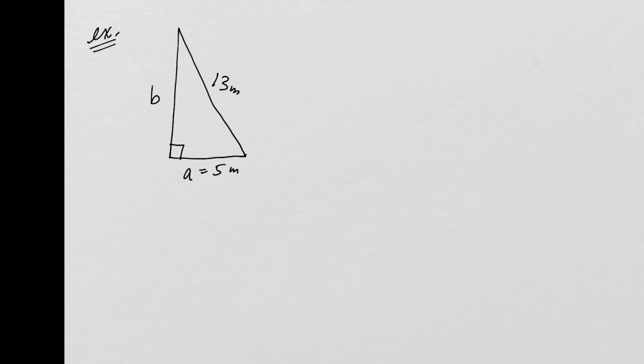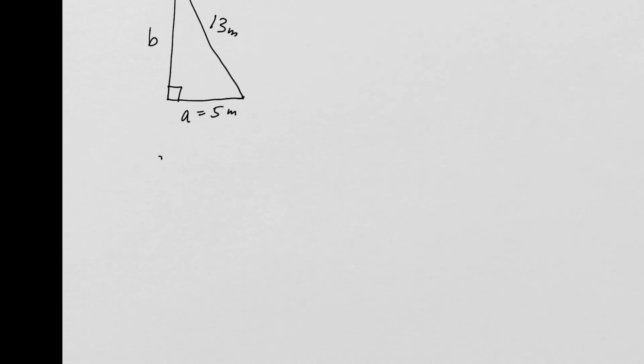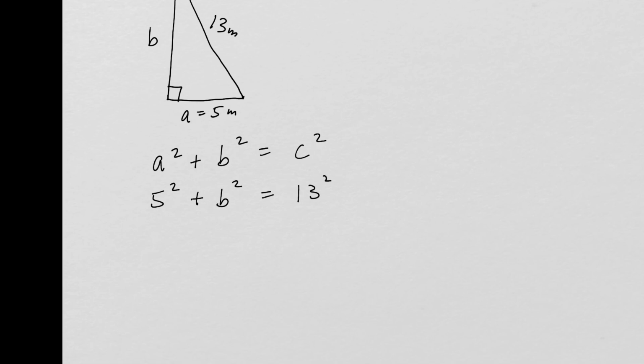I know the lengths of two of the sides. I can find the length of the third side, right? I can find the length of that last leg there. So a squared plus b squared must equal c squared. So I have 5 squared plus b, which is still unknown, and that's going to equal c squared.